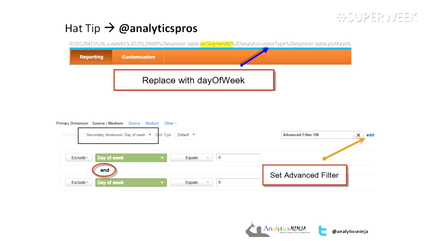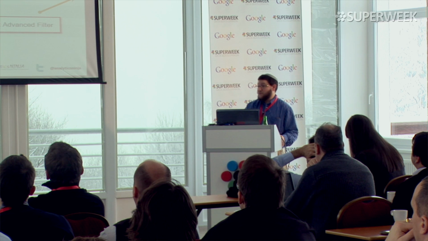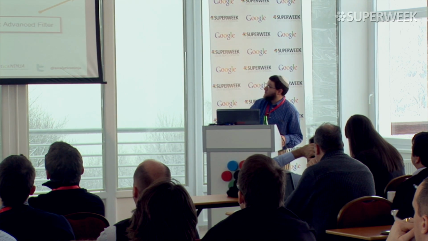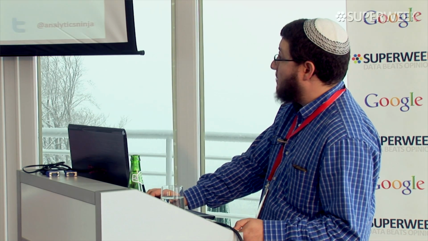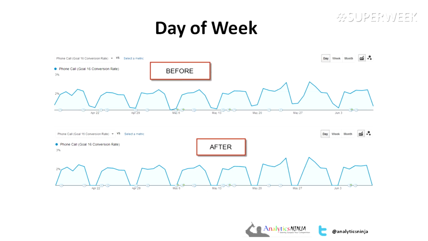You'll see something called secondary segment ID, segment ID, right? And that's visitor type, what I chose. Replace it with day of week, right? Now you have a secondary dimension of whatever you want. You can have a secondary dimension of day of week. I create a filter by that secondary dimension.